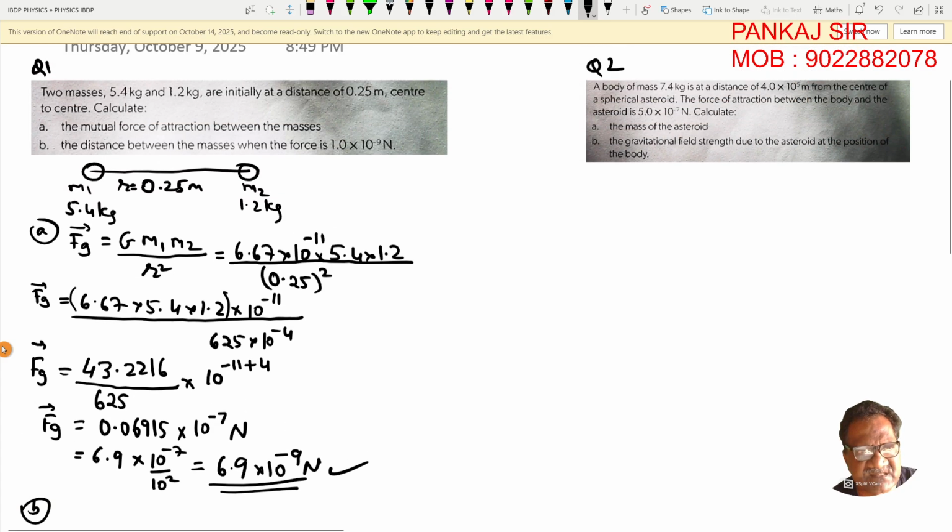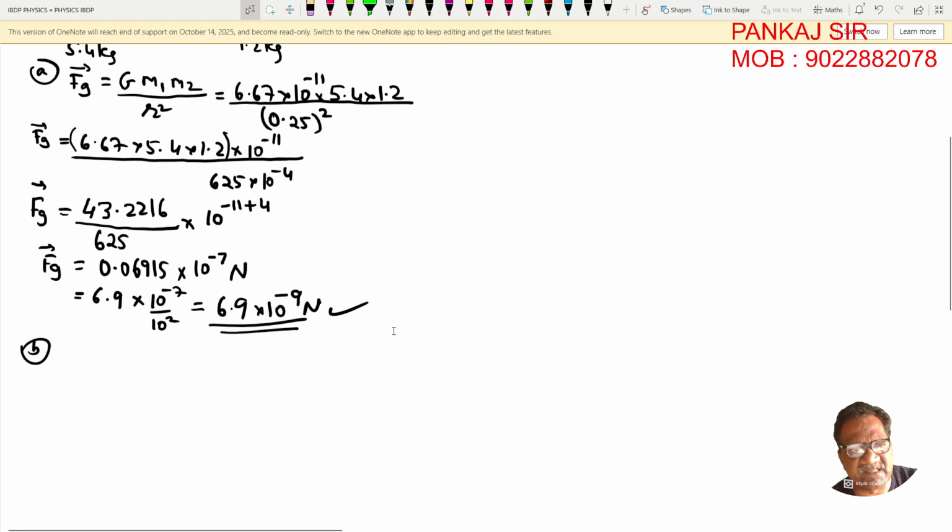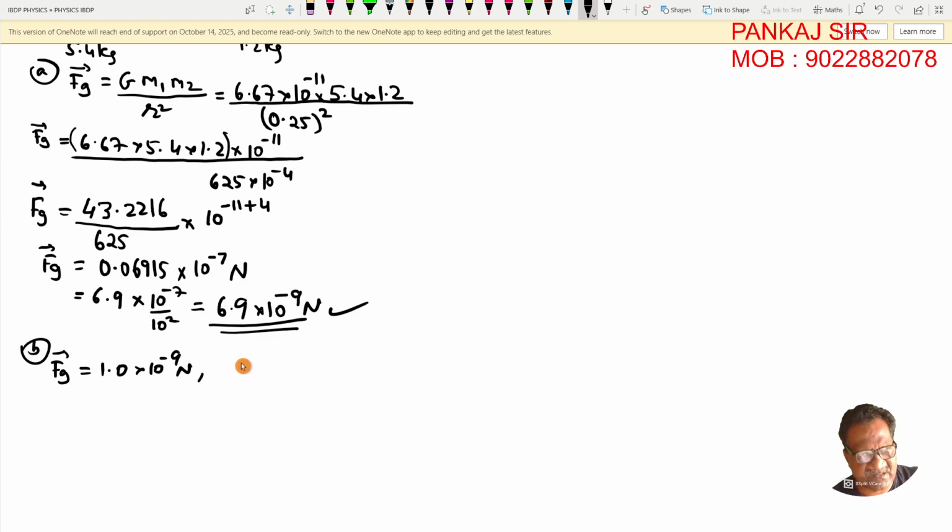Now B part of the question. B part of the question says that find the distance between the masses when the force is 1.0 into 10 raised to minus 9 Newton. Now, keeping all the things as it is, only thing is you assume that the gravitational force now is 1.0 into 10 raised to minus 9. Okay, if this is the force and the mass is remaining same, that is 5.4 kg and 1.2 kg. Now we have to find out what is this distance r.